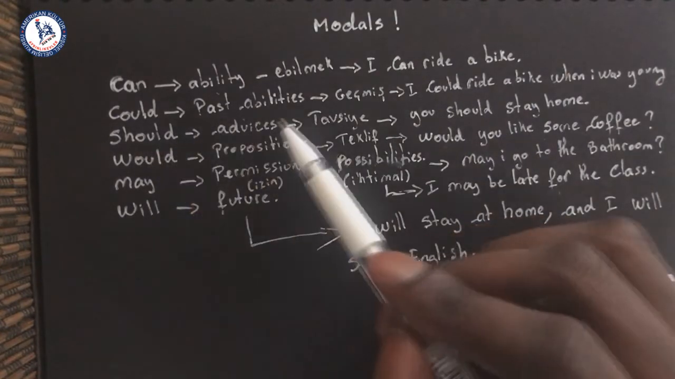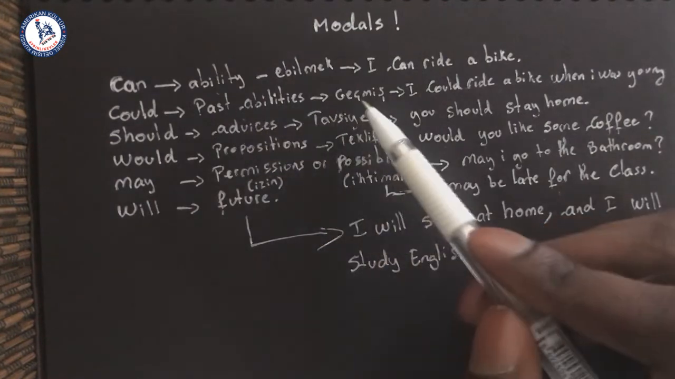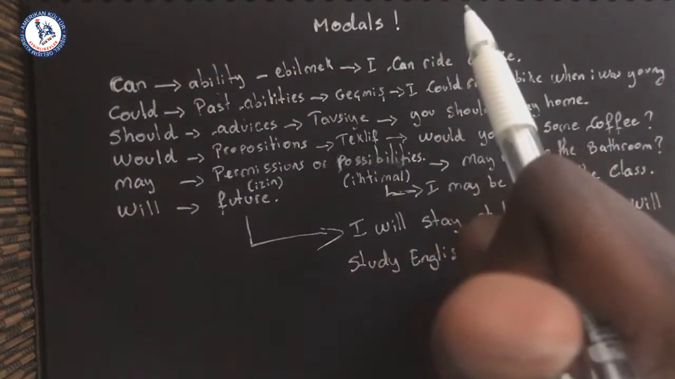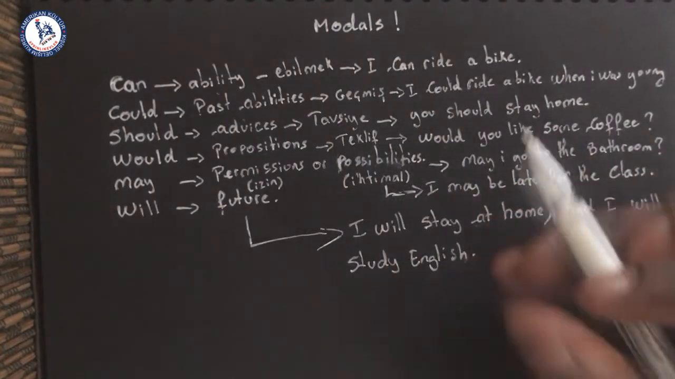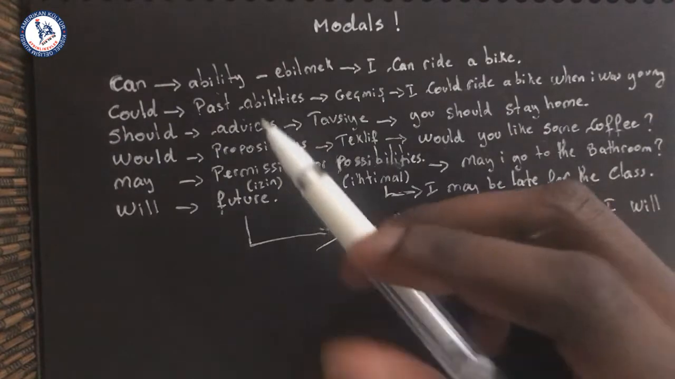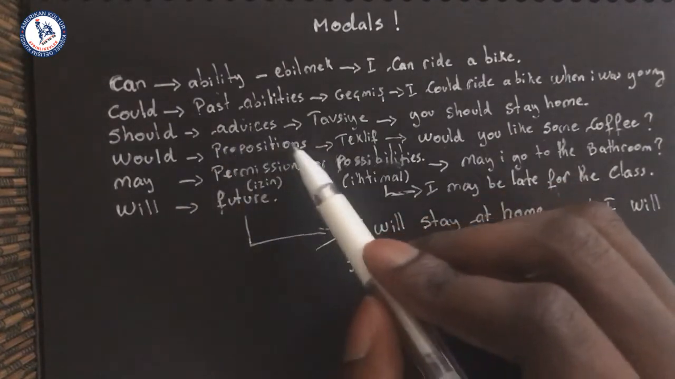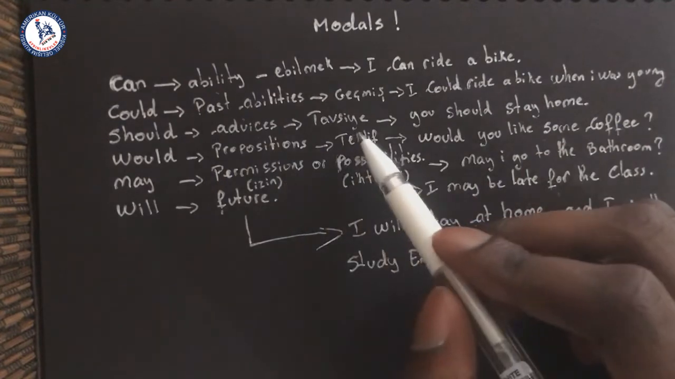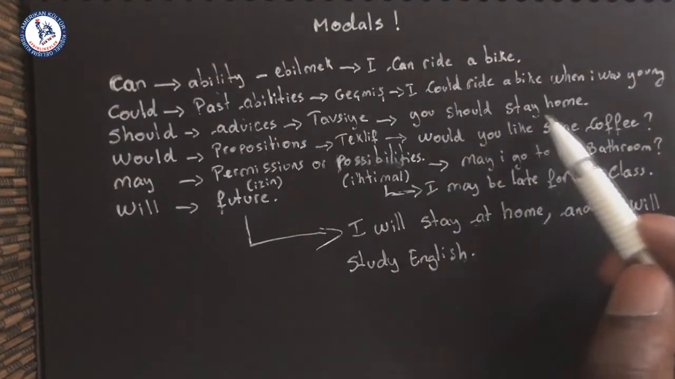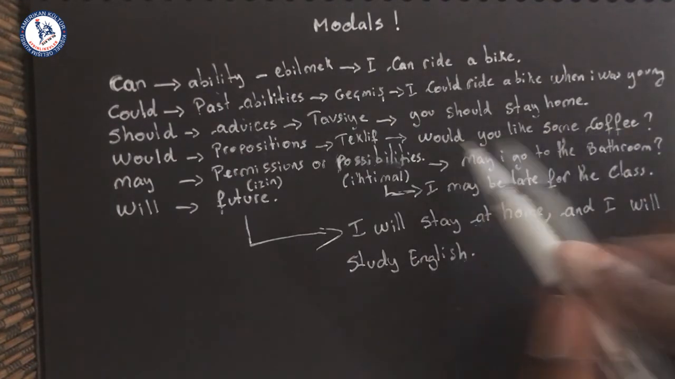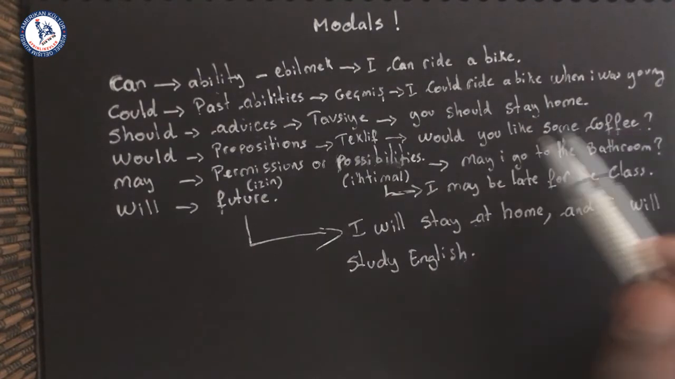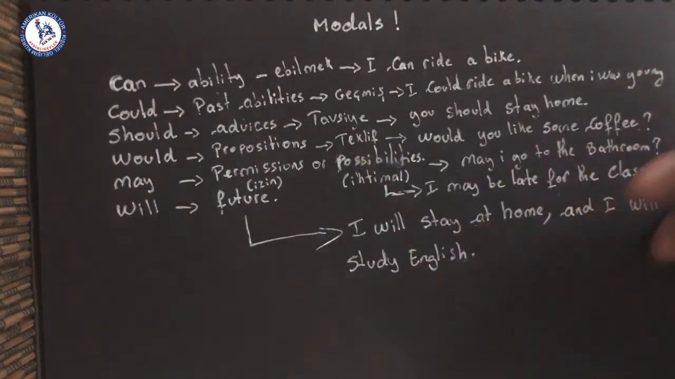Then you have should, which is used for advice. Advice means tavsiye. When you use a tavsiye, you say something that you think is the best, something that you think is good. For example, you should stay home. This is how you use it. And then you have would. You use would for propositions. What is a proposition? It means teklif in Turkish. Would you like some coffee? Would you like to go out? Would you like to try the cake, for example? It's when you give something to someone.